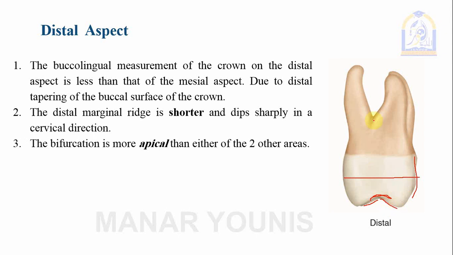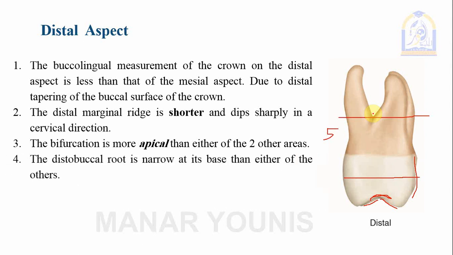The bifurcation in this aspect is located at an apical position. It's about 5 millimeters away from the cervical line, so it's at a higher level compared with the other two areas, whether from the mesial or from the buccal. Three roots can be seen from this aspect: the long and narrow lingual root, the small distobuccal root, and in the background we can see the broad mesiobuccal root.